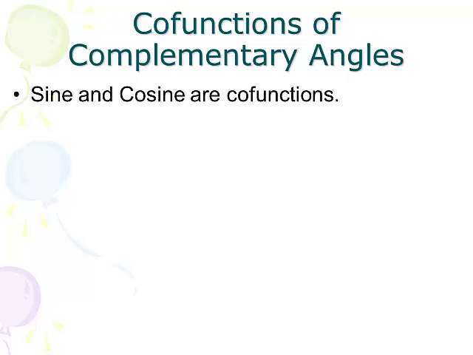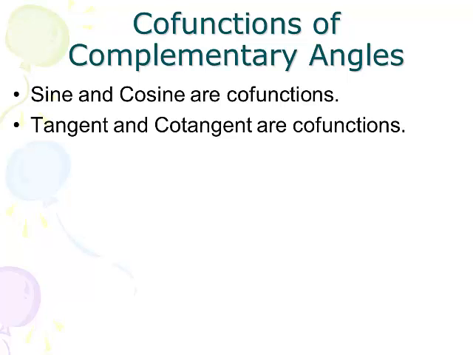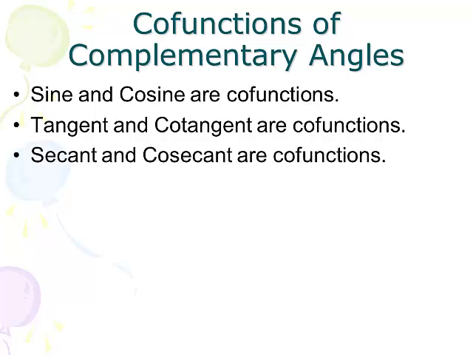You've actually been doing this without knowing it, but we're going to talk about how sine and cosine are cofunctions, tangent and cotangent are cofunctions, and secant and cosecant are cofunctions. Now, don't get this confused with reciprocals, although tangent and cotangent are both reciprocals and cofunctions. We're talking about cofunctions on this slide and in this topic.